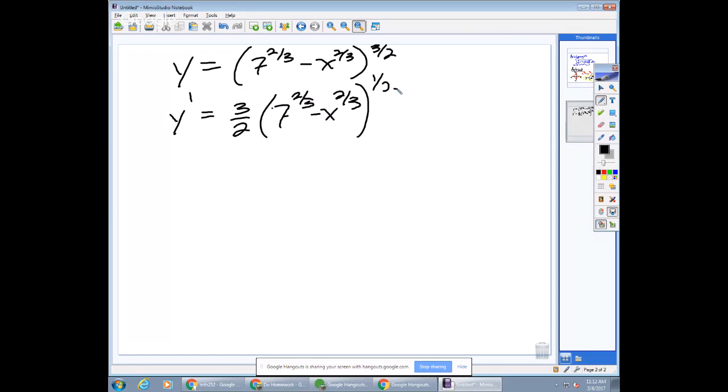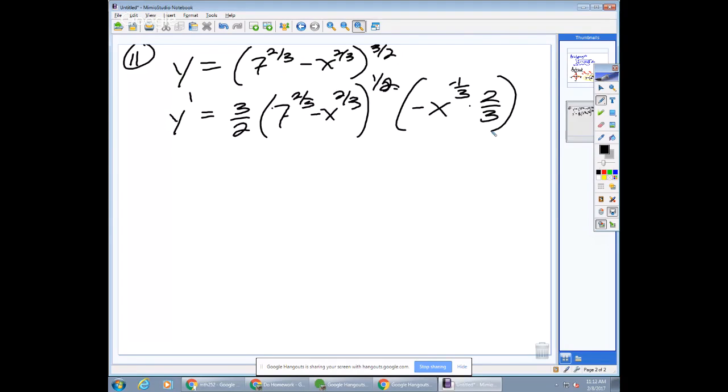And we're taking a look at problem number 11 in your homework, the asteroid problem. All right, so y prime, I'm partway there. The derivative of the inside from the chain rule is going to be what? Negative x to the power negative 1/3 times 2/3. Does that look right?